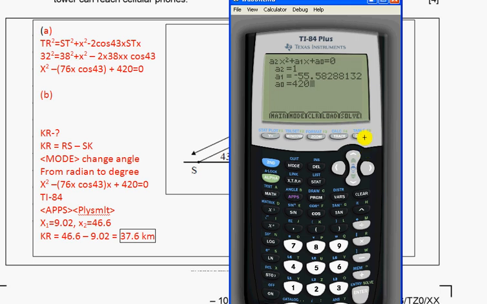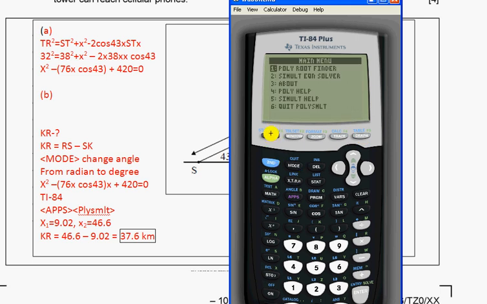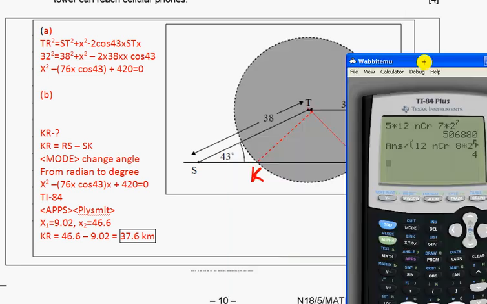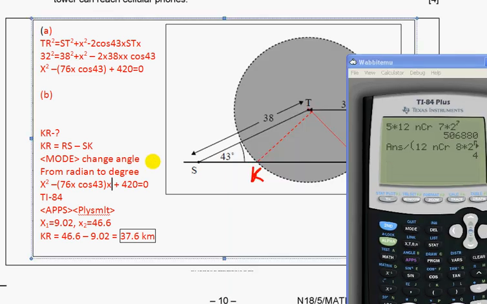Finish this exercise. Section B. In section B, we should split the screen because answers are separate from solutions.